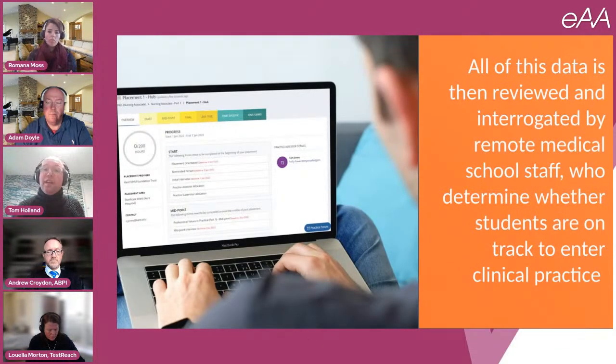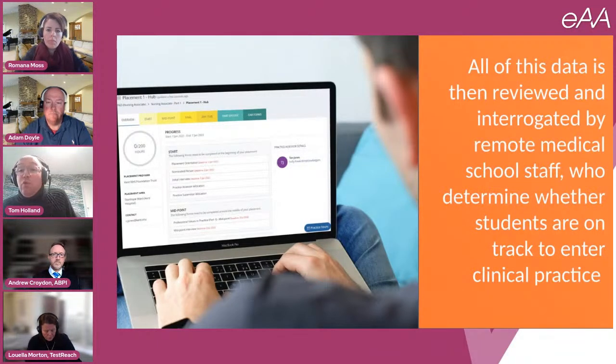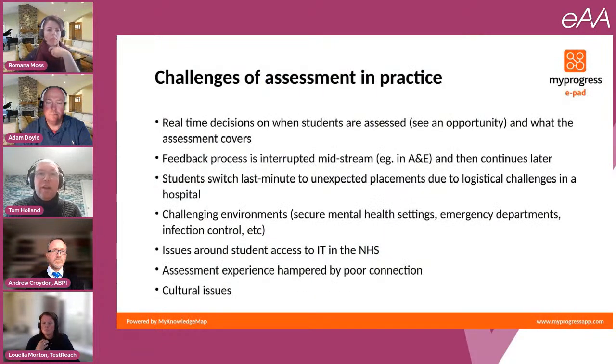So all of this data, as I say, is then reviewed and interrogated by remote medical school staff, and they then determine whether students are on track to enter clinical practice, areas where they need more support, and areas where they don't have enough evidence of good practice to actually complete the programme. So what we're talking about is real-time decisions on when students are assessed.